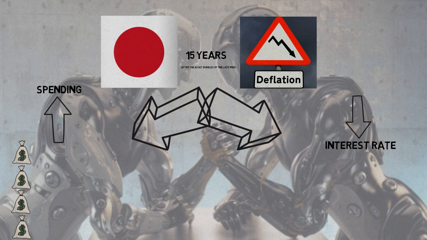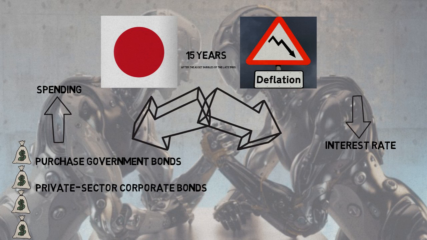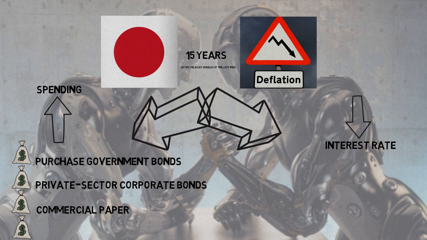Under this policy, the Central Bank of Japan has purchased Japanese government bonds, private sector corporate bonds and commercial paper to increase the supply of money in the system. It has also tried to maintain a low exchange rate for the Japanese yen to boost demand for its exports and maintain healthy industrial activity.